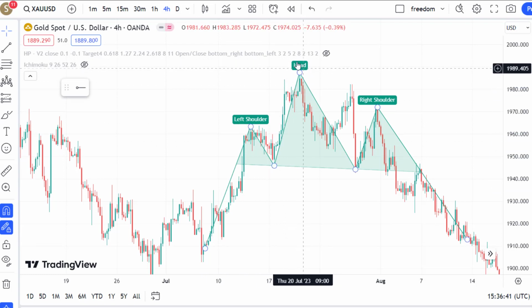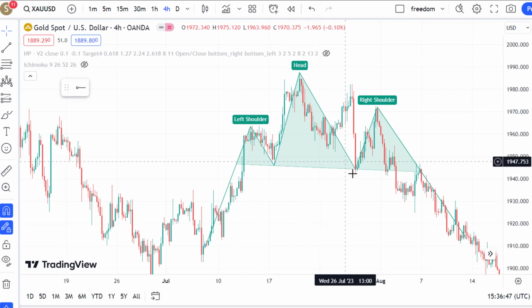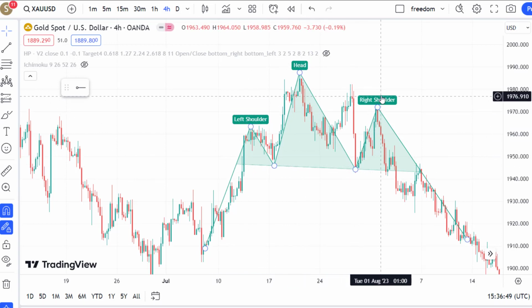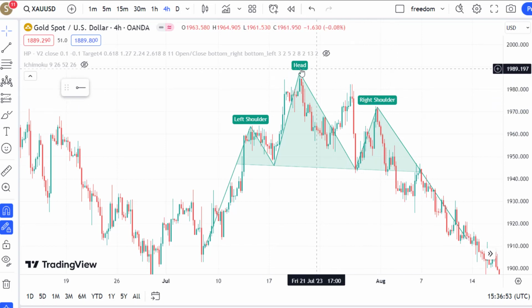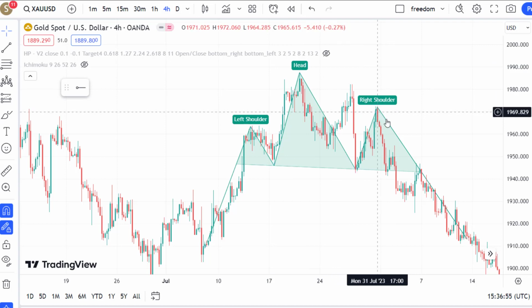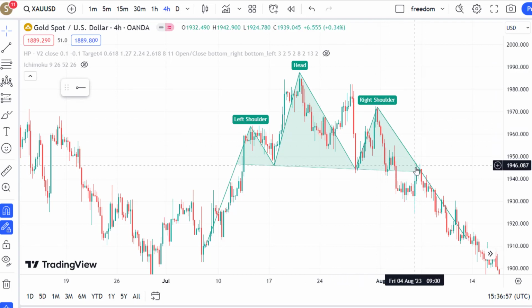2. Head. The head is the highest peak in the pattern. It occurs after the left shoulder and is followed by another retracement. 3. Right shoulder. The right shoulder is the third peak, which is lower than the head and similar in height to the left shoulder. It is followed by another retracement.